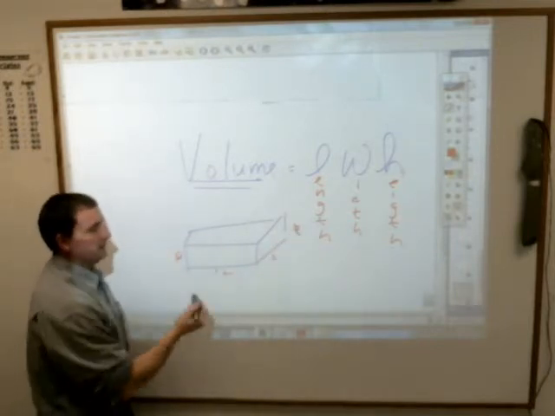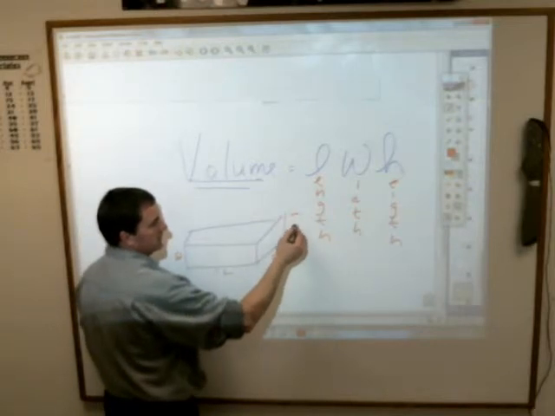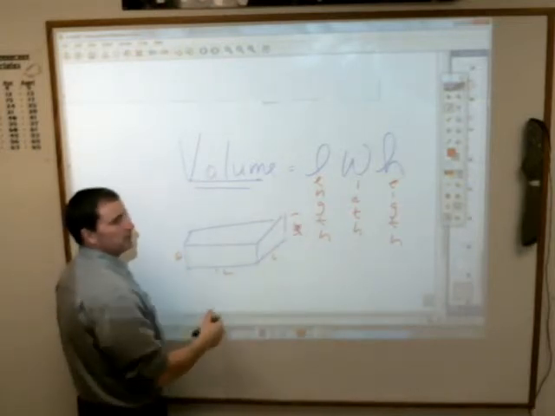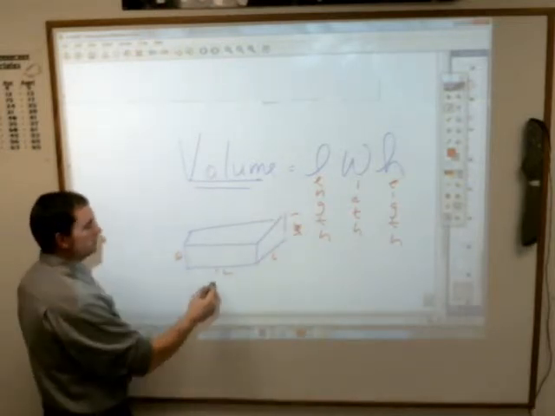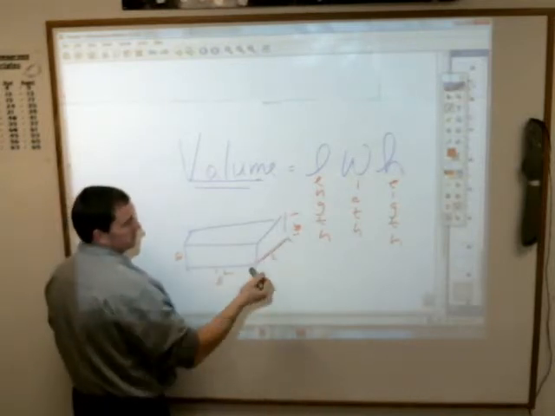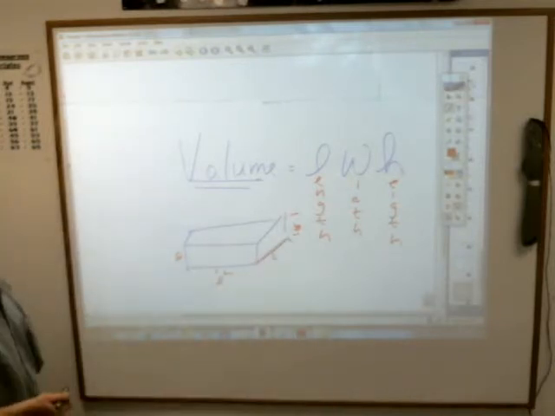Generally speaking, the height is how tall the shape is when it's sitting down there. And then the length and the width are usually the longer. The longer one is usually the length, and the width is usually the shorter one. It doesn't matter because it doesn't matter the order that you multiply, you'll get the same answer.